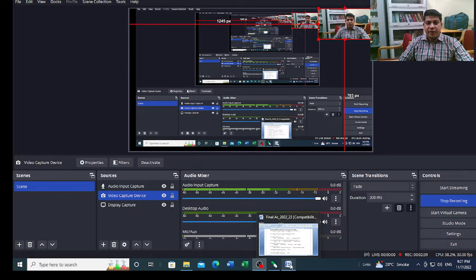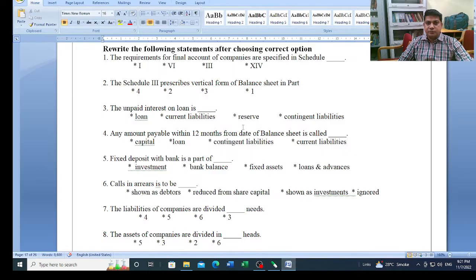I'm sharing my Word file. Can you see the Word file?